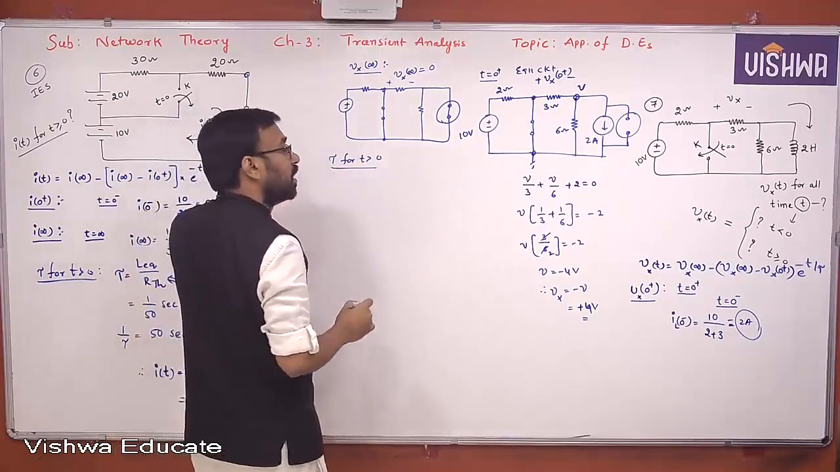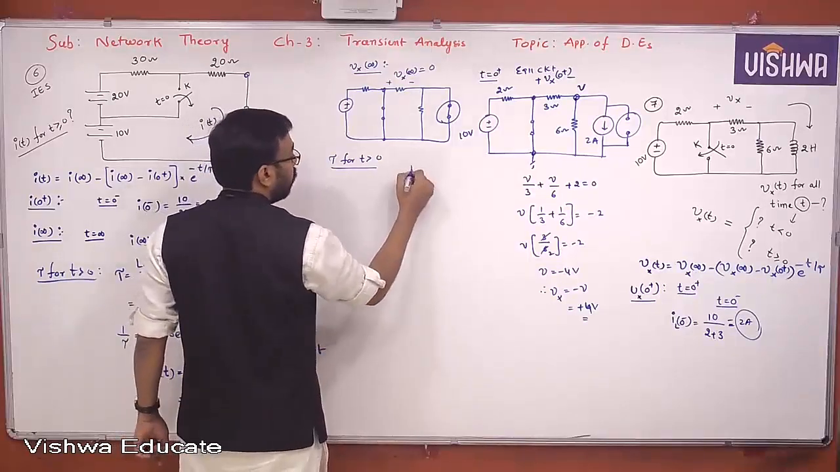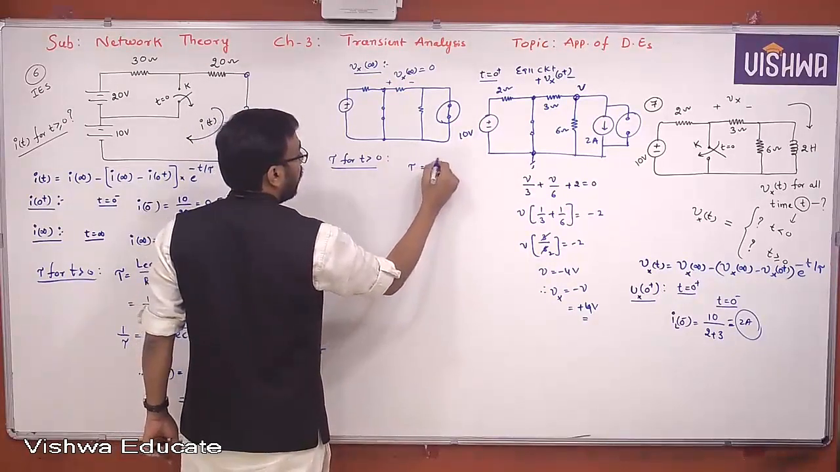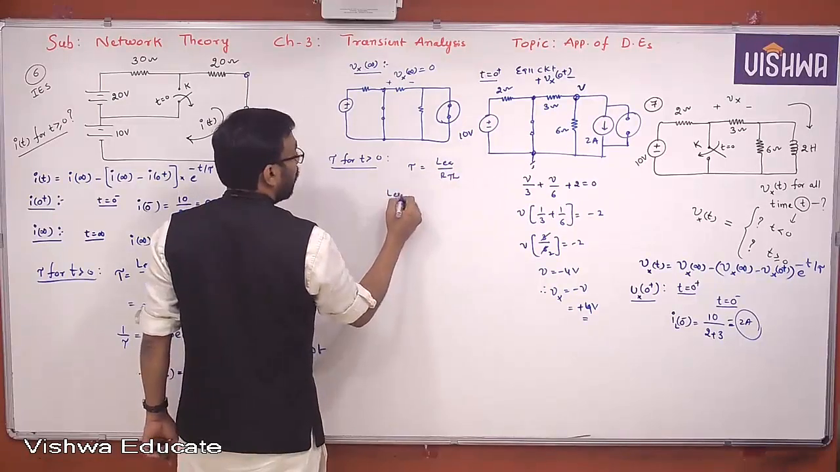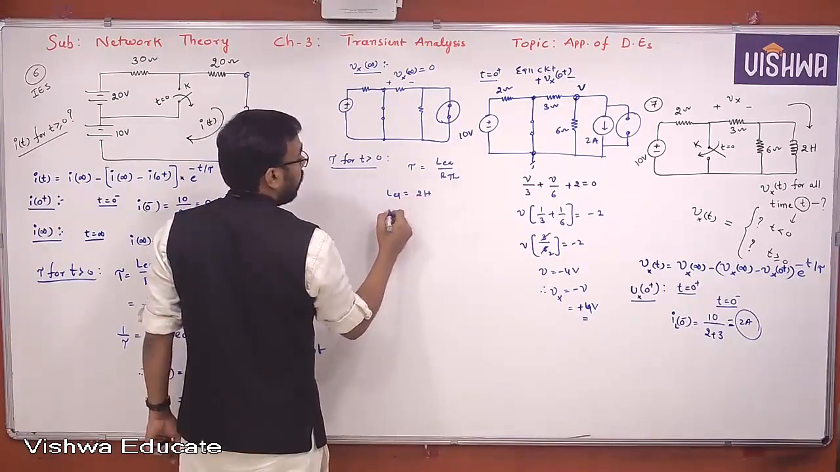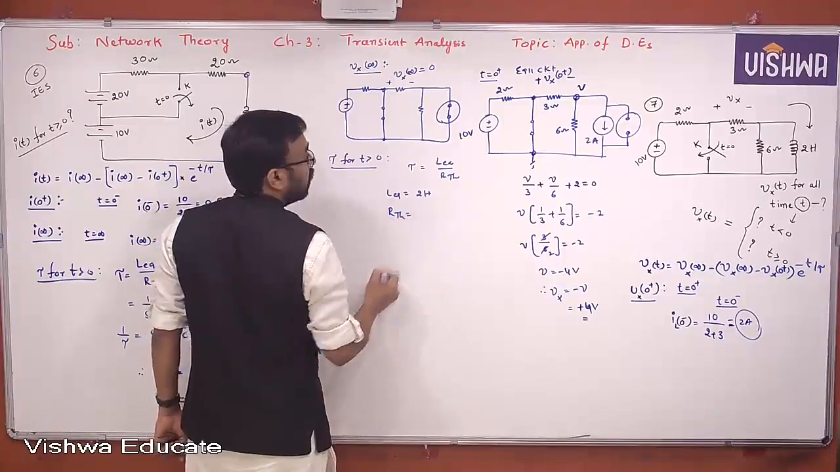Okay, tau for t greater than 0. What is tau actually here? Tau is nothing but L equivalent by RTh. What is L equivalent here? Only one inductor is there, 2 Henry. What is RTh?